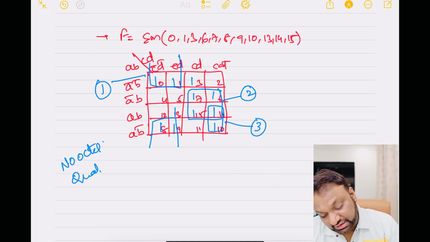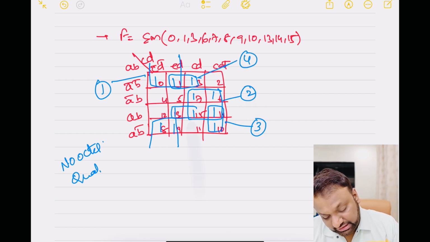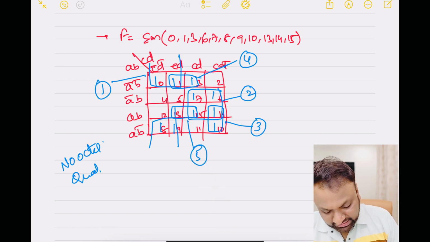This is 3, and I can map this 3 with 1 or 7. Both are correct. So I can map it here or I can map it with 7 also. Again, 13 can be mapped with 9 or 15, both are correct. Therefore 5 terms, and I can write the answer directly.